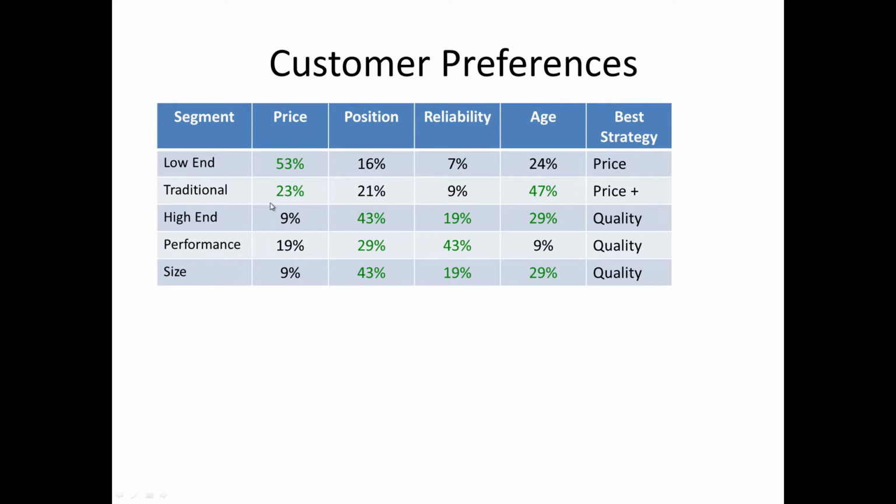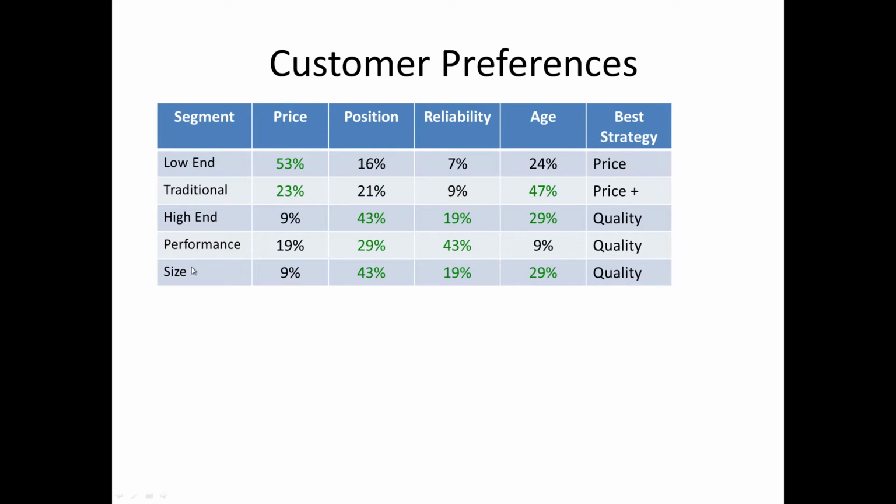The traditional segment, the most important thing is age. In this case, they want a 2-year age. So you can do that by basically updating your product kind of every other year. So not super important on positioning. Price is important. Positioning is also important, but you can keep up with it on a little bit slower basis. So I call that price plus. So it's like a little bit higher quality than low end. But really still most of this is about price. It's not really a quality focus.